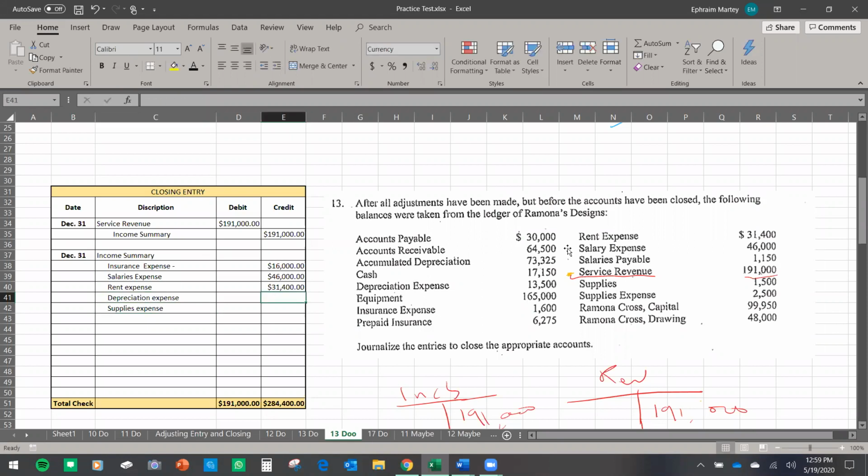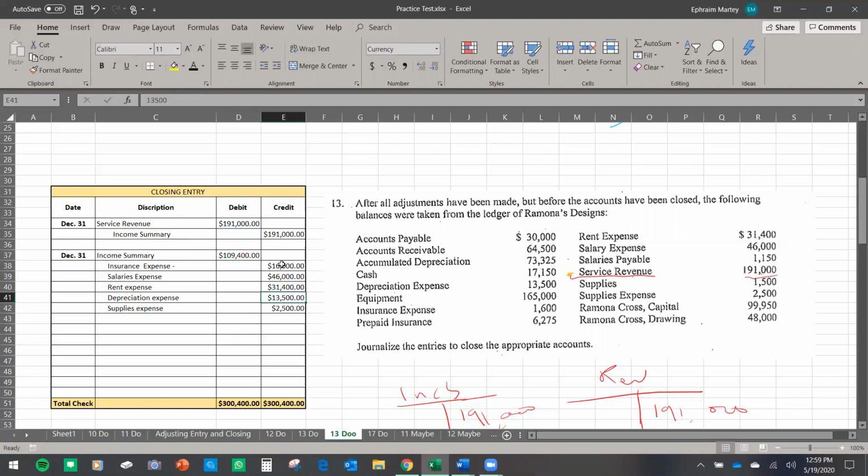So how much was our depreciation expense? Okay, let's look for depreciation expense. That's right here, 13,500. So we have 13,500 crediting it. And our supplies expense, how much was our supplies expense? We look for supplies expenses right here, so 2,500. Okay, so we add everything here and then we put it here. Okay, so you can use the auto sum and select everything here. Okay, and press enter. Okay, so we have it here.